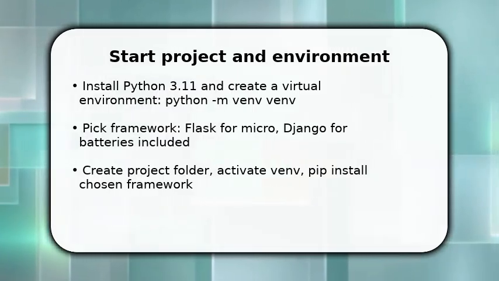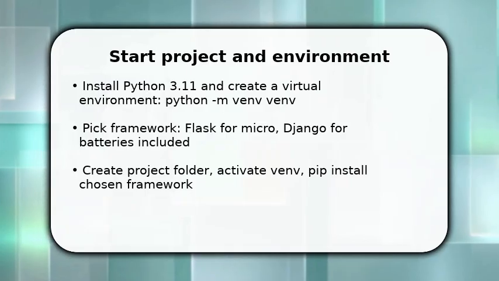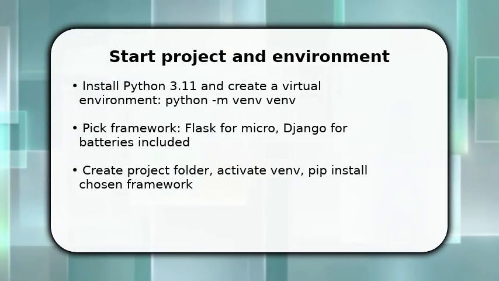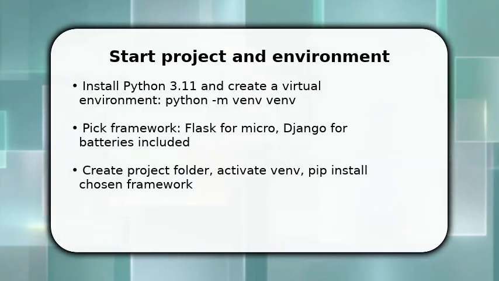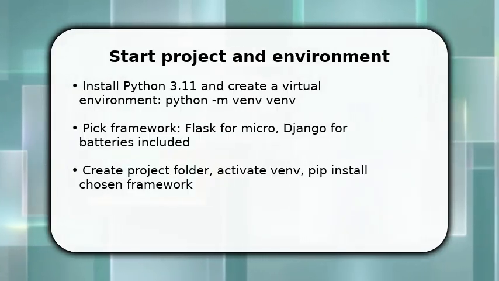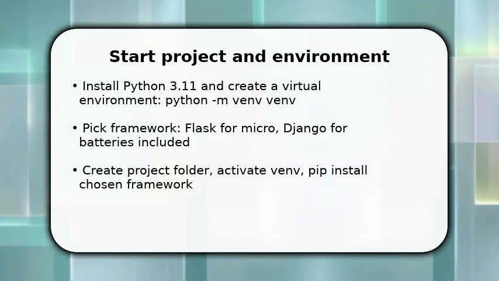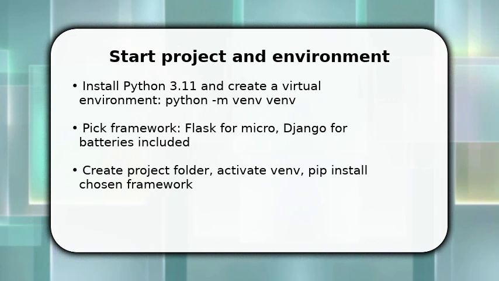Once done, scaffold the minimal app file, app.py or manage.py, and write a simple route that returns plain text. Run the built-in server to verify. This confirms the loop: code, run, observe. Make sure to commit an initial Git repo now. It saves debugging time later and keeps your changes traceable.